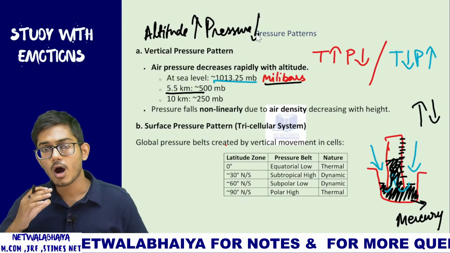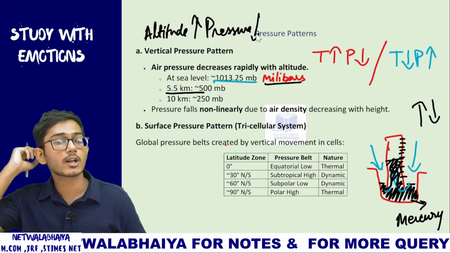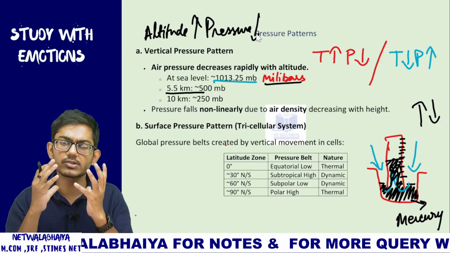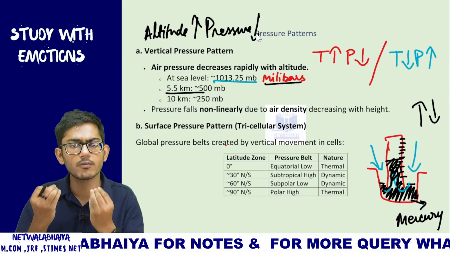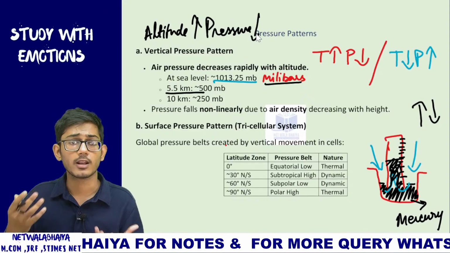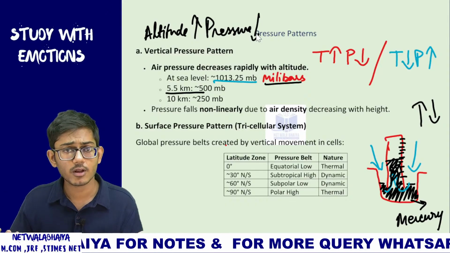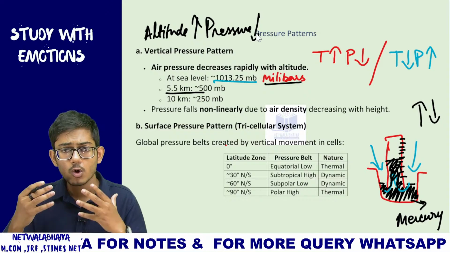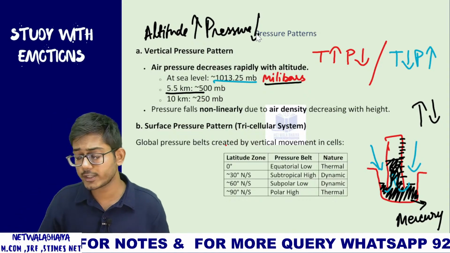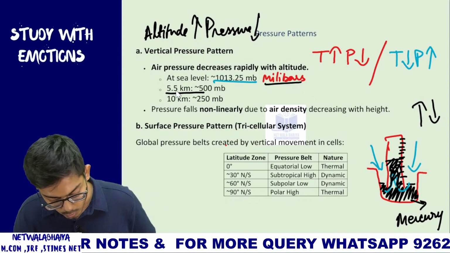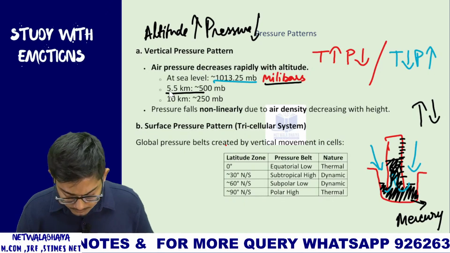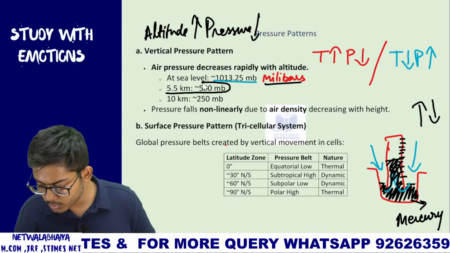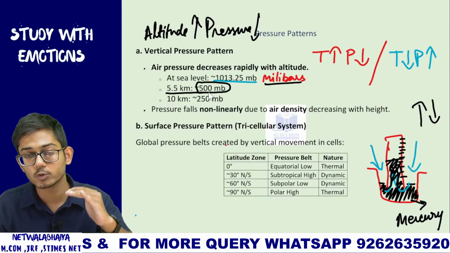So the higher you go, the air becomes thinner and thinner. The air's own weight decreases, so how will it exert pressure? How will it exert pressure if its own weight is decreasing? So when you go up 5.5 kilometers, what happens? The pressure drops to only 500 millibars. The pressure becomes half.